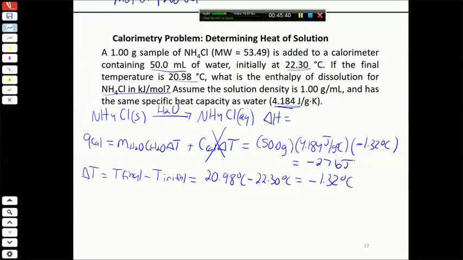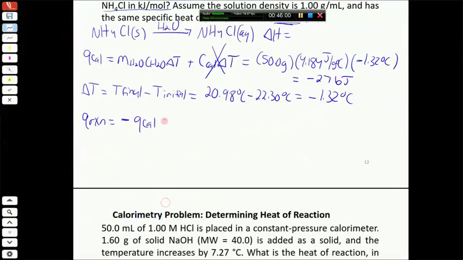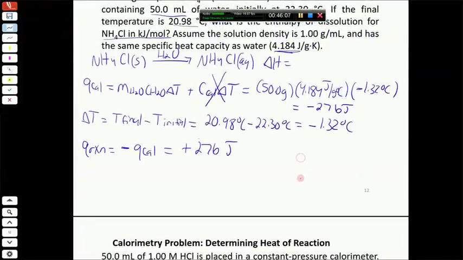Alright, so that means the calorimeter is releasing 276 joules of heat into the reaction, or into the substance, to be able to dissolve it. And then what we need is the heat for the reaction itself. And as we said, this is just equal to the negative heat for the calorimeter. Alright, so if the heat for the calorimeter is minus 276 joules, the heat for the reaction is just the negative of that, which is plus 276. Okay, so this is an endothermic process. The temperature of the surroundings are decreasing. We have to put heat into the reaction, so that's going to be a positive number.